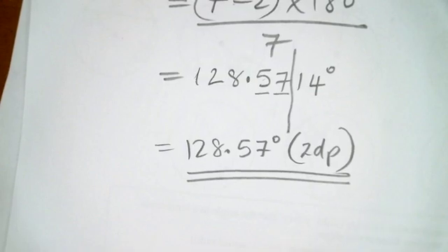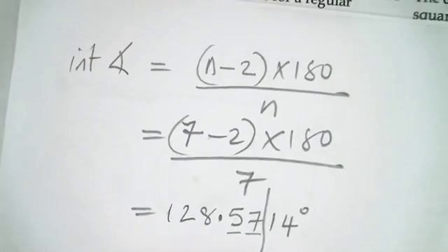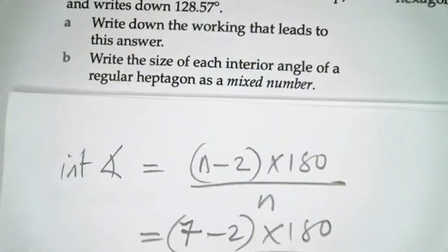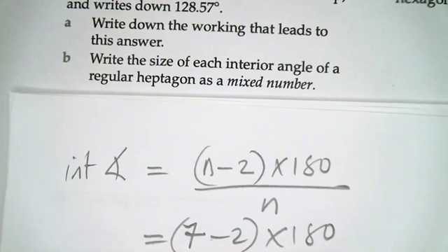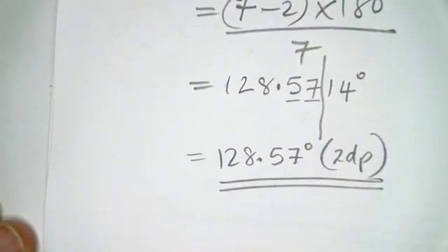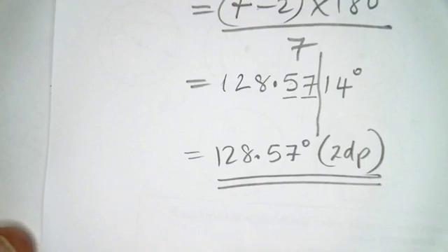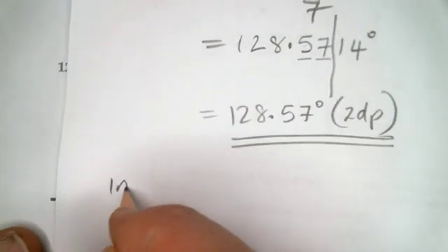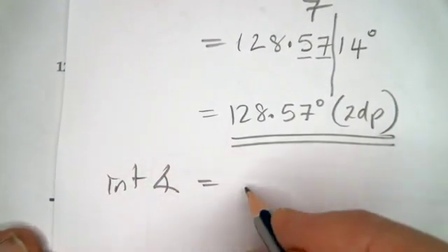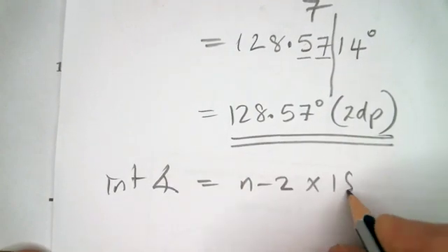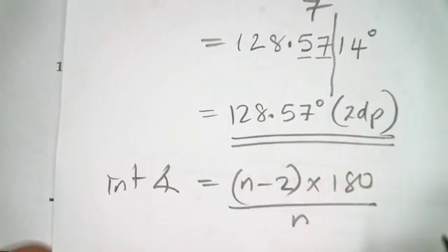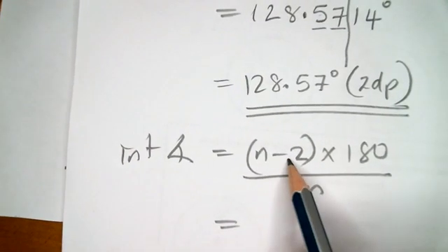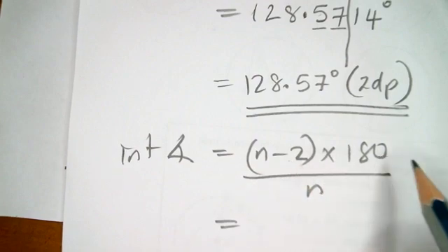Now the next part, though, says, write down the size of each interior angle of a regular heptagon as a mixed number. So the same thing is true as before. We've still got the same equation, but this time I'm going to not solve it. I'm going to make it into a mixed number. So I'll write internal angle, in this case of a heptagon, is n minus 2 times 180 all over n. That needs to be in brackets. If it wasn't in brackets, we'd end up getting the negative 2 multiplied by the 180 first, and we don't want that.